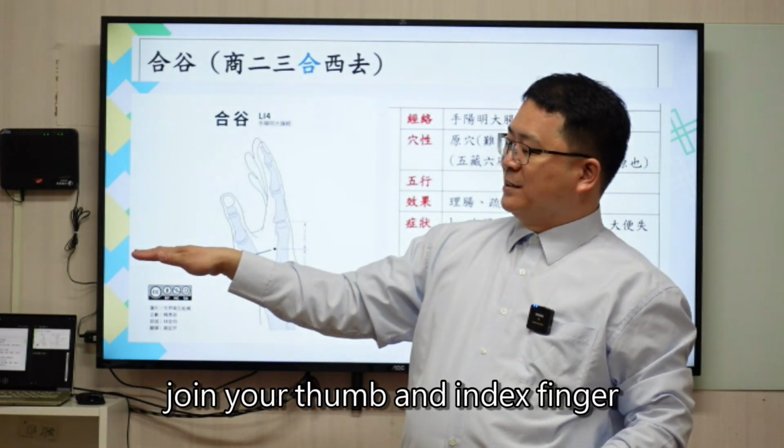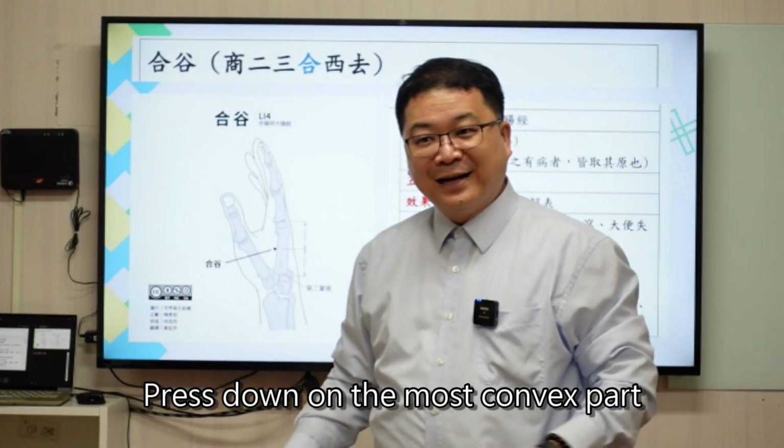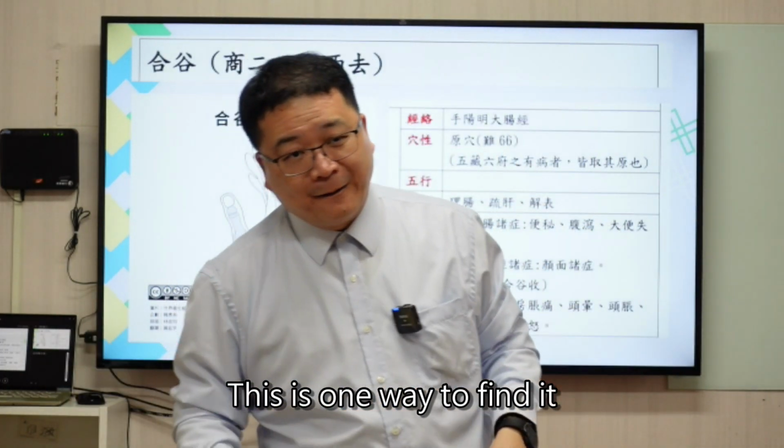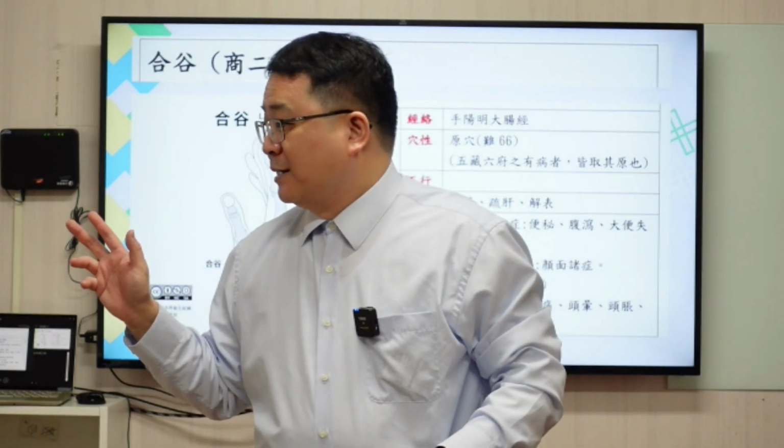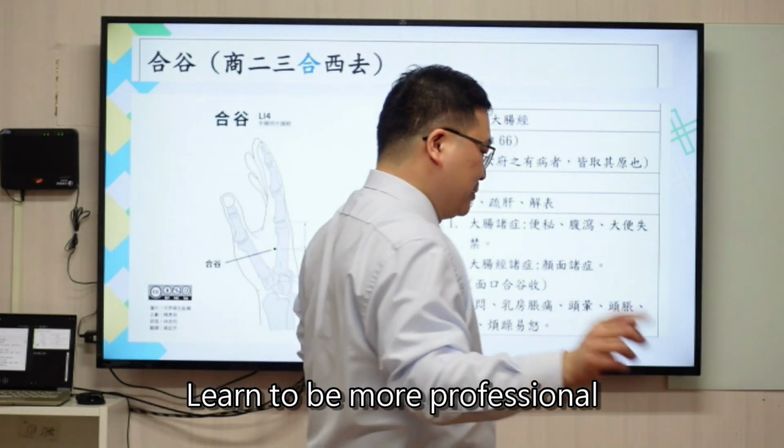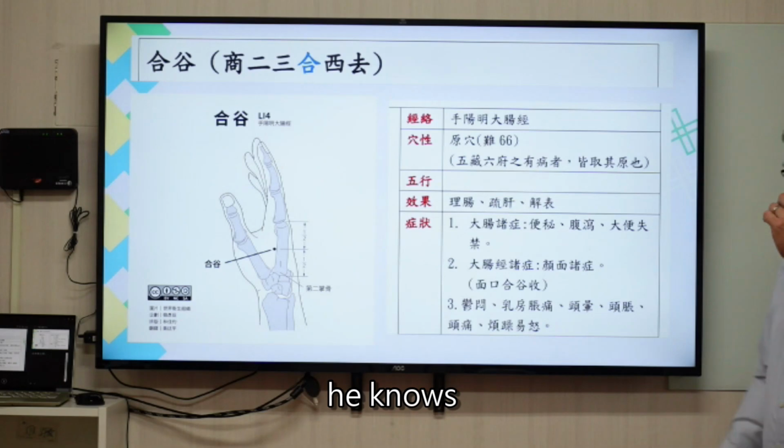Join your thumb and index finger and press down on the most convex part. This is one way to find it. But we have to learn now to be more professional. The grandpa is great. He knows.